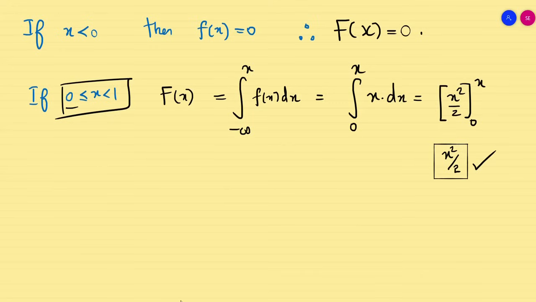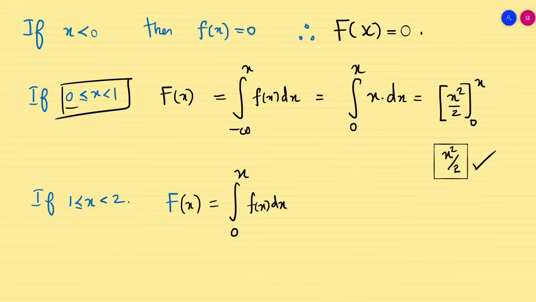Now you should be careful when you go for the next limit. Now what will happen for 1 to 2? The formula is the same, but now we should be very careful when you choose the data. F of x, since my lower limit starts at 0, I'm dealing with 0 to x, f of x dx. So now what we are going to do, since my limit is going to be 1 to 2, I'll not bother about 0 to 1.